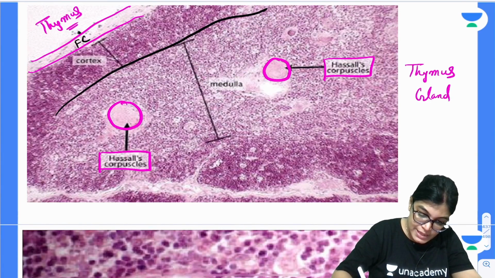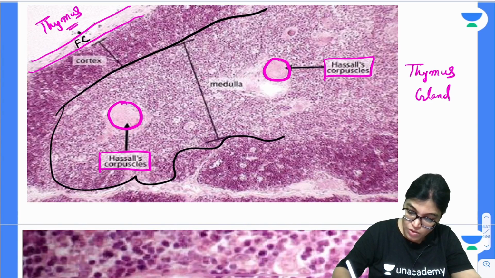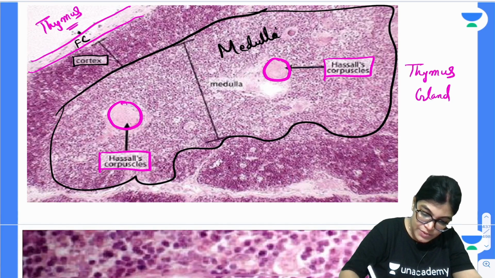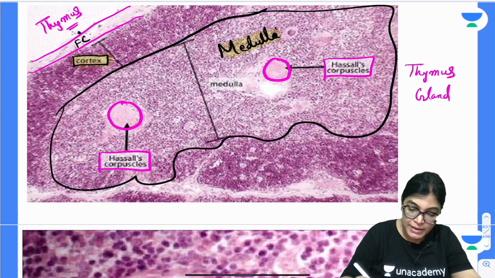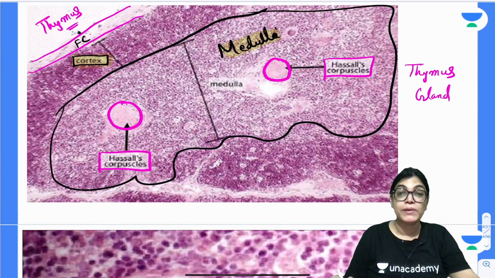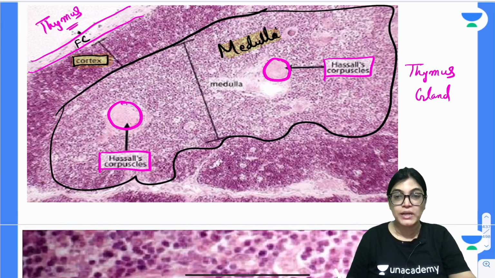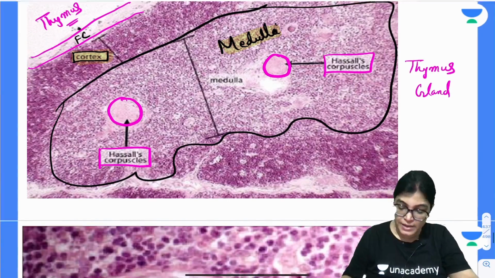This is the cortex area, the darker stained. This is the medulla area. This is the whole of the medulla, and this is the whole of the cortex area which you are seeing. Inside the medulla, the structures which are clearly visible are the Hassall's corpuscles. Very nicely you can appreciate the Hassall's corpuscles residing inside.